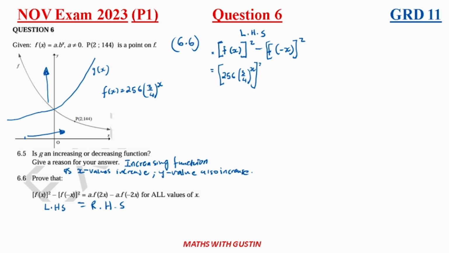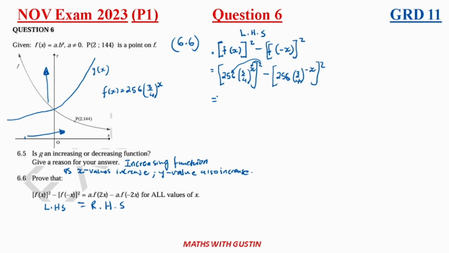Then everything must be squared, minus, in brackets 256, and then 256 times 3 over 4, all to the power of negative x, all squared. All right, so according to the exponent rule, if you've got a square here on the exponent, then it is going to square everything that is there. So it's going to square this x here, and then it's also going to multiply this one that is there as well.